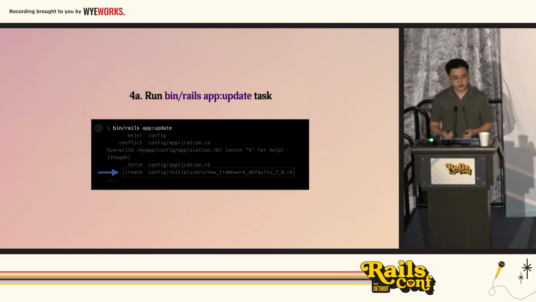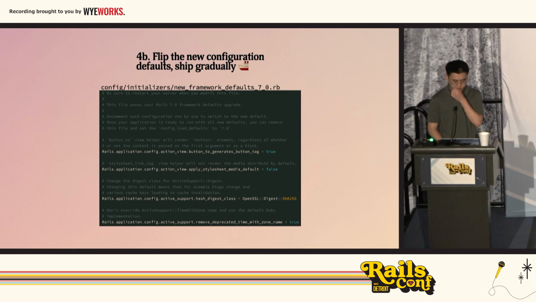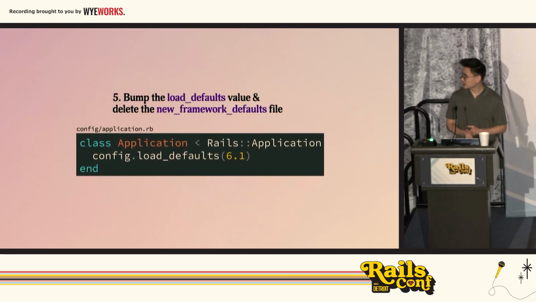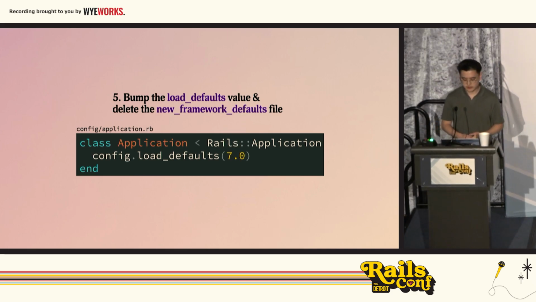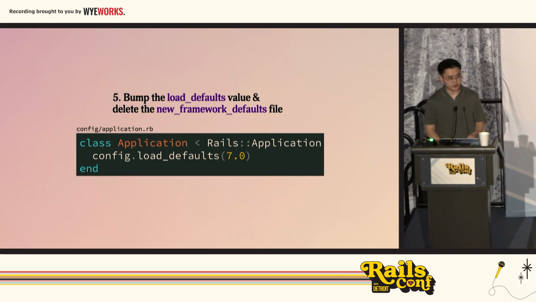This task will generate a new framework defaults file in your config folder for the major or minor version you're upgrading to. It's recommended that you uncomment each new line one by one and ship each change gradually. After all configurations have been flipped, you can bump the load defaults to the version you've upgraded to, 7.0 in this case, and remove the new framework defaults file. And if you started on a version older than 1 minor away from the latest, you would repeat these steps until you arrive at your desired Rails version.